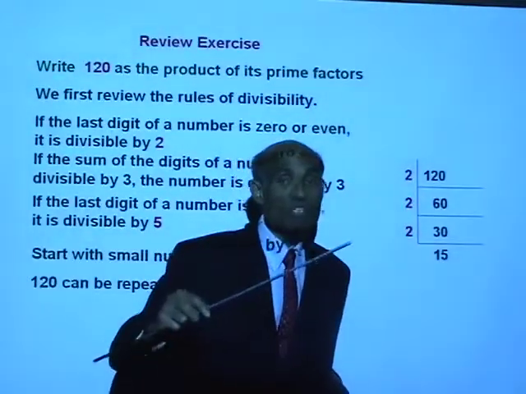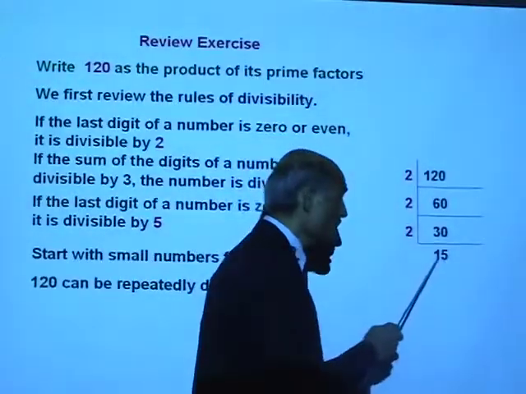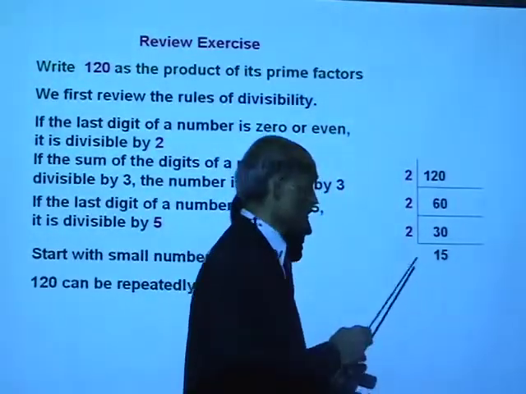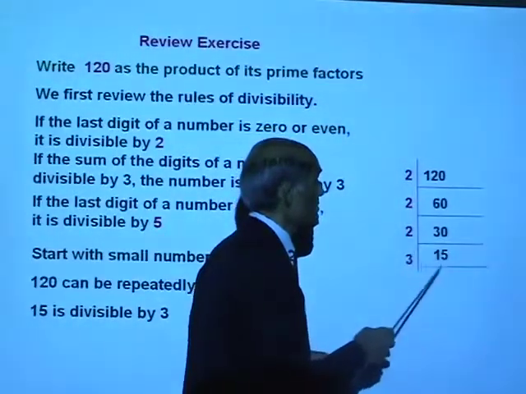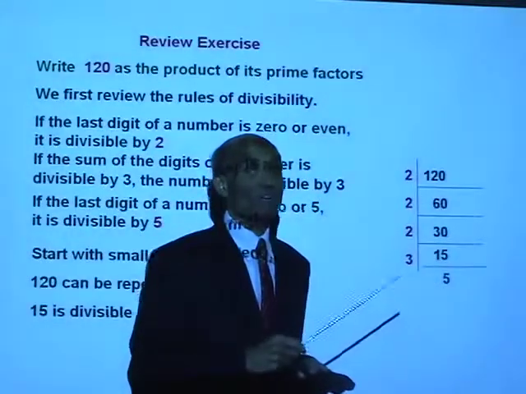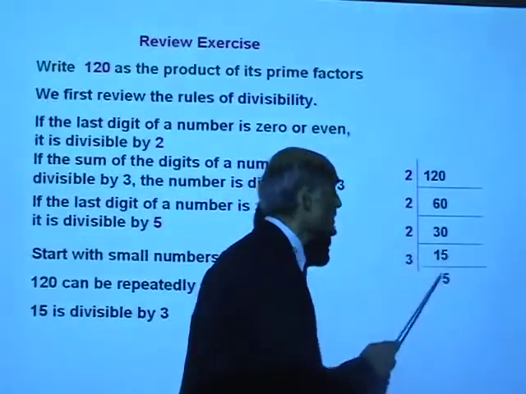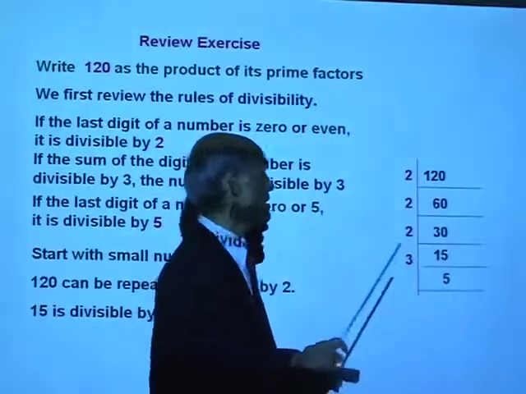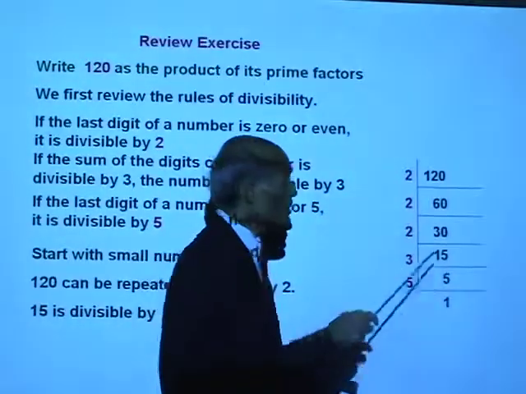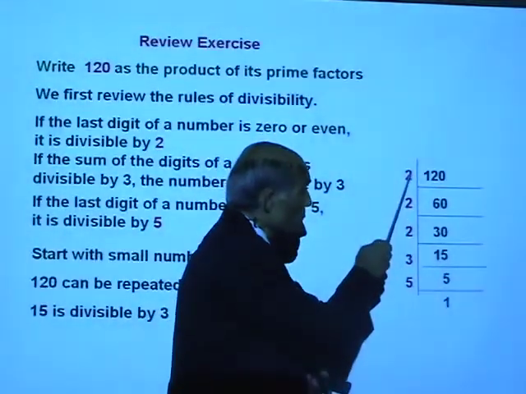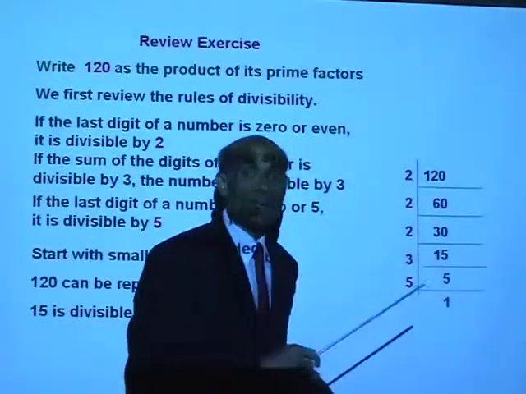Okay, what is the smallest number you can divide 15 by? 15 can be divided by 3. Alright, divide 15 by 3. You get 15 divided by 3 is 5. Well, 5 is a prime number. You can only divide 5 by 5. So 5 divided by 5 is 1. So you continue dividing by the smallest possible number until you get 1.